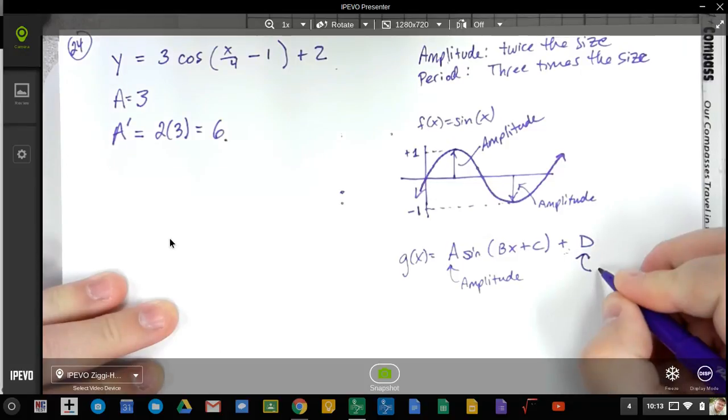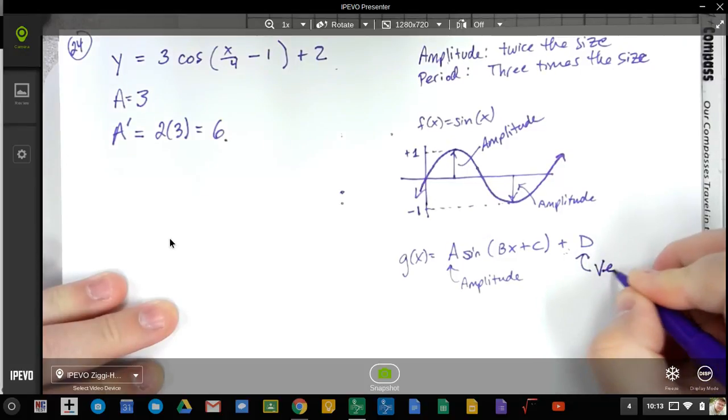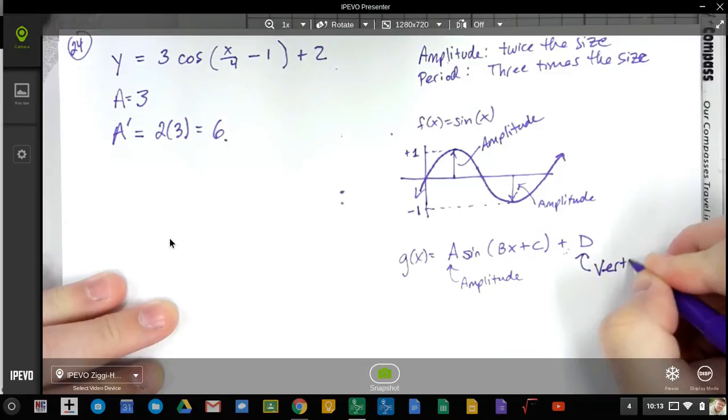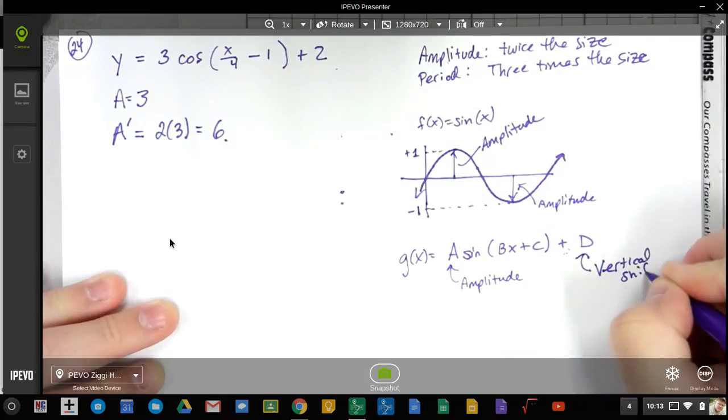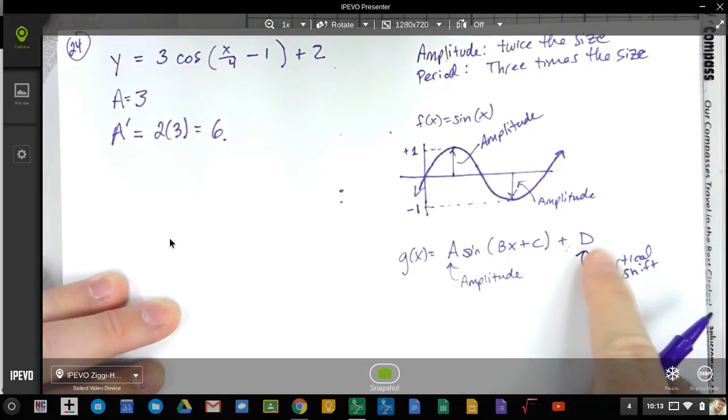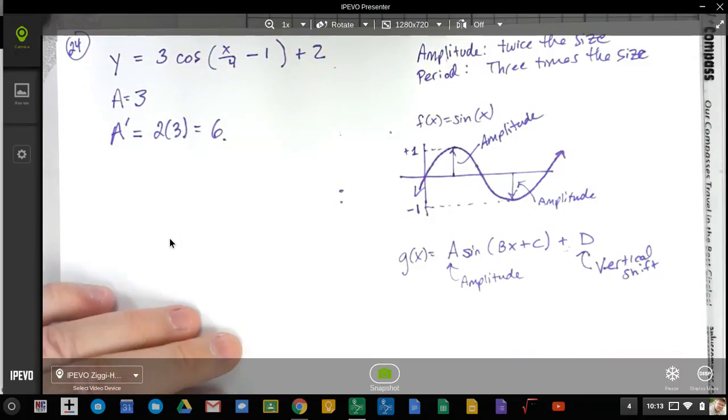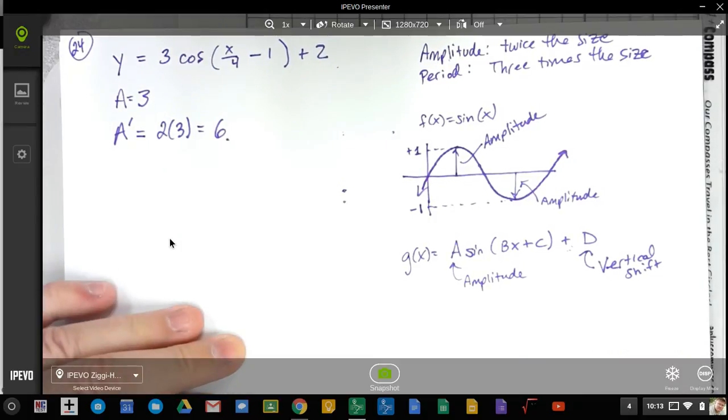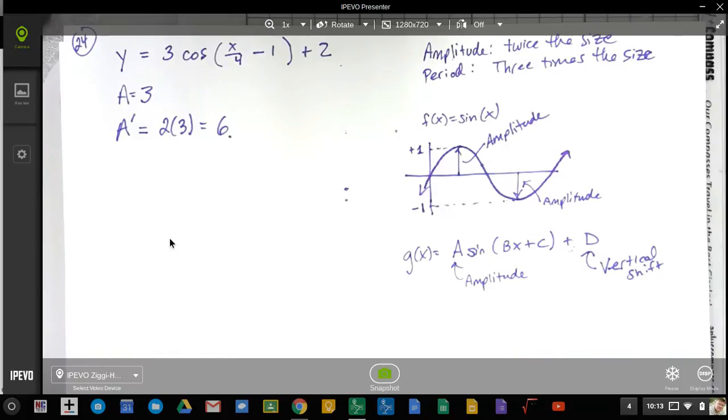It does change it. It transforms the original function sign. It's your vertical shift, okay? So every one of these values has meaning. They really do. But again, the only thing left is the period, which is somewhere inside this function, okay?